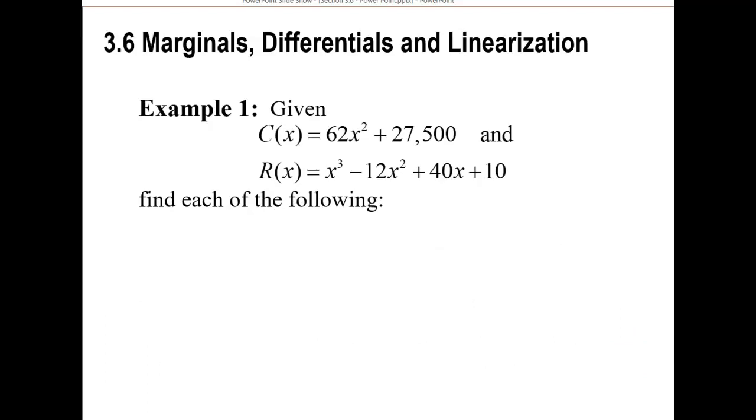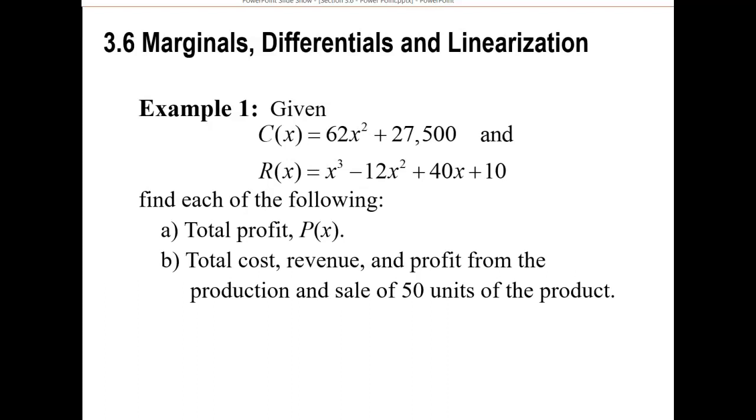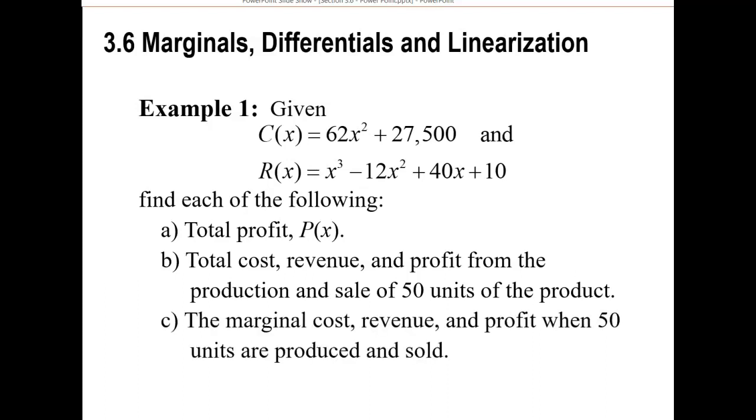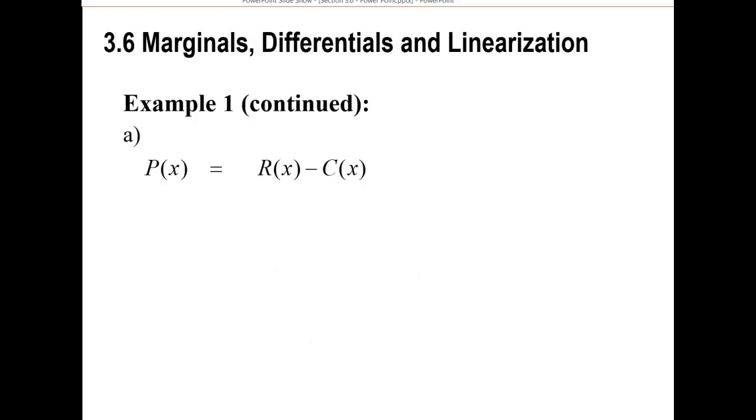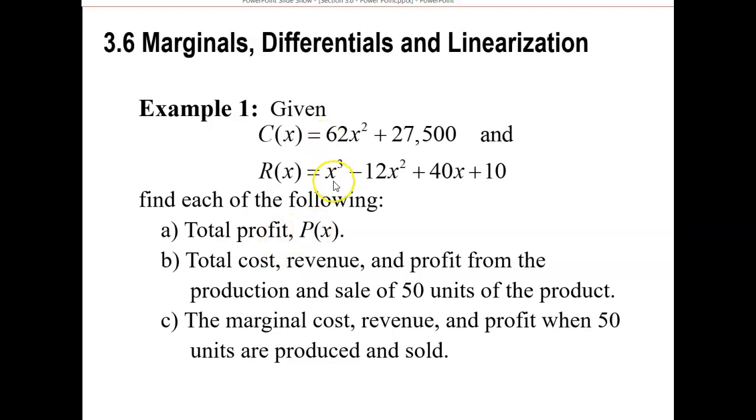All right, so if we're given the cost function and a revenue function, they want to find each of the following. Total profit, P of x. Total cost, revenue, and profit from production and sale of 50 units. The marginal cost, revenue, and profit when 50 units are produced and sold. All right, so first we're going to find total profit using our cost and revenue. Then we're going to plug in 50 into all of those functions to get the total cost, revenue, and profit of the sale and production of 50 units, and then we'll find marginal values for all of those. In other words, the cost of the 51st, revenue of the 51st, profit of the 51st.